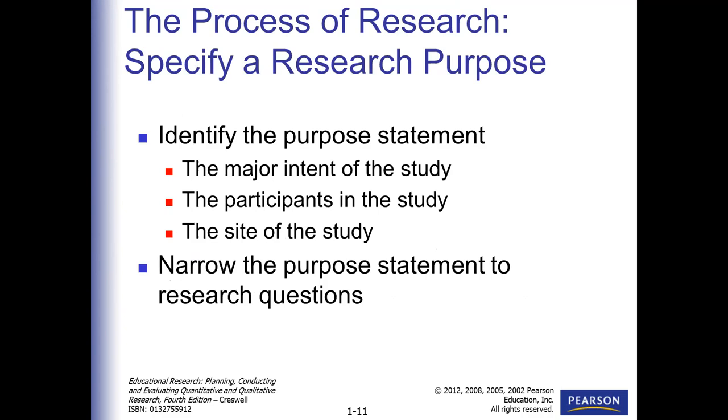Okay. How are you going to identify the purpose statement? The major intent of your study. What do you want to work upon? What is the major thing that you are looking for? What is the major thing that you are working upon? That is your purpose statement. Then you're going to list participants in the study, and then study the site of your research. The site means context. For example, I conducted research on IBA students, Institute of Business Administration students of University of Sindh.